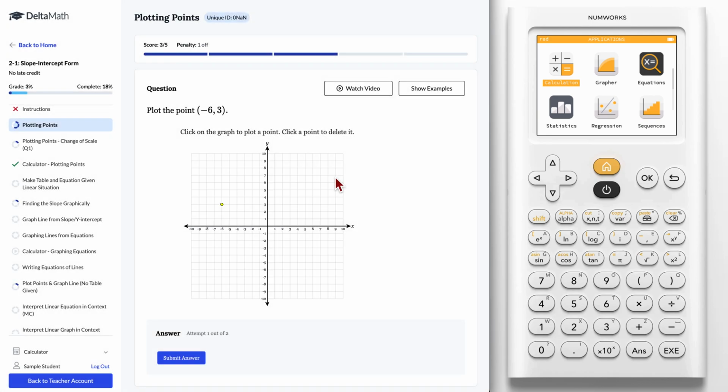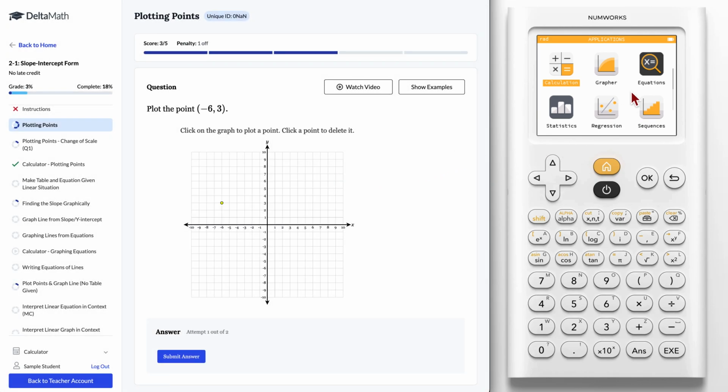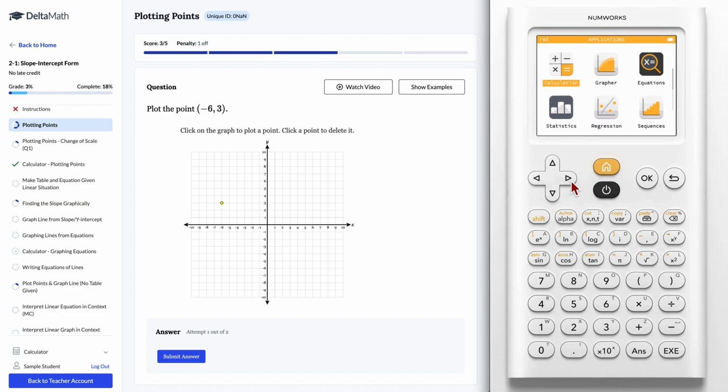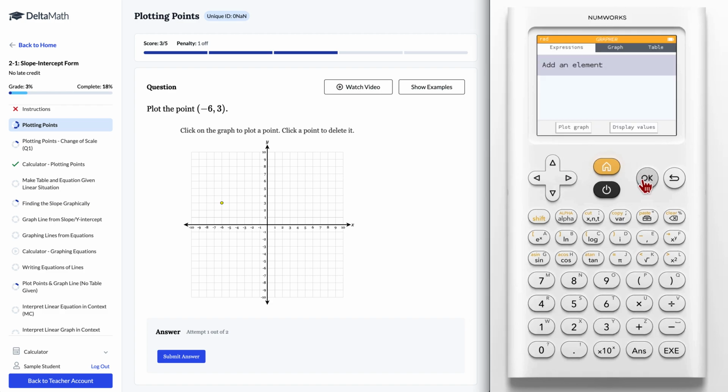Now, I'm not going to submit that yet. If we look on our NumWorks calculator, if we go to the grapher, hit over once to the grapher, say OK, I can tell it to add an element. Anytime I want to add a point, I can enter it in the same way that it shows right here.